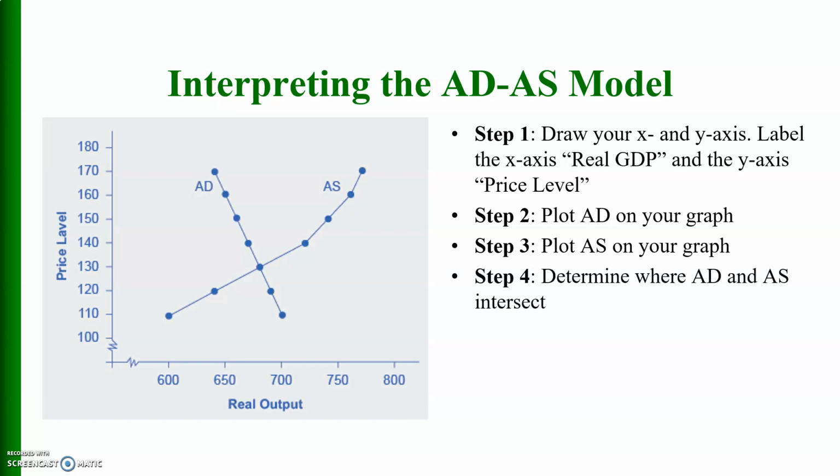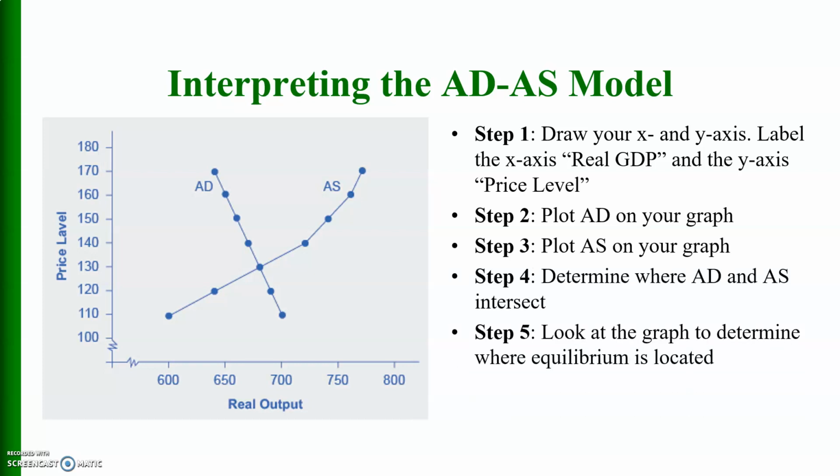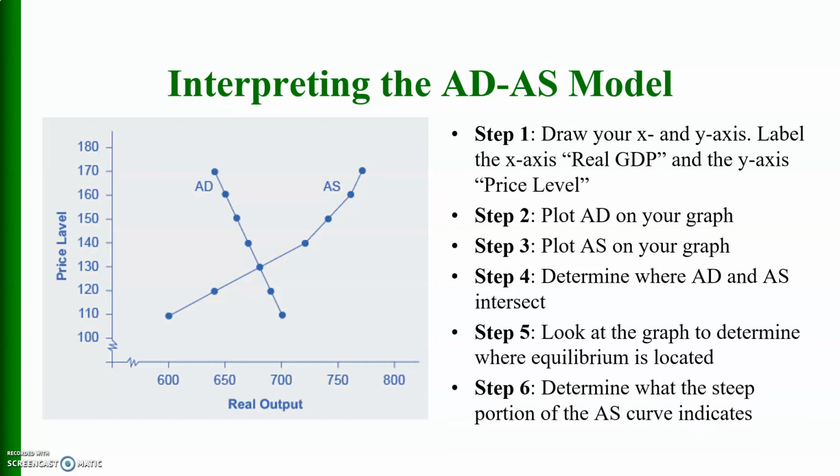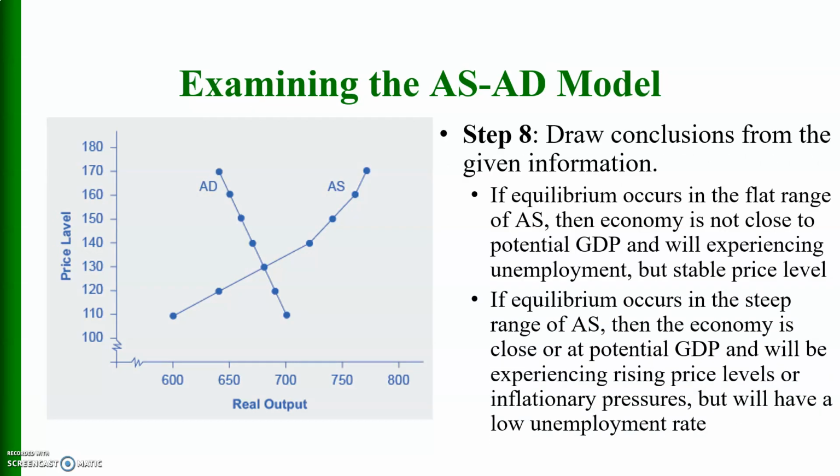Determine where AD and AS intersect and look at the graph to determine where equilibrium is located. Determine what the steep portion of the aggregate supply curve indicates. Draw conclusions from the given information.